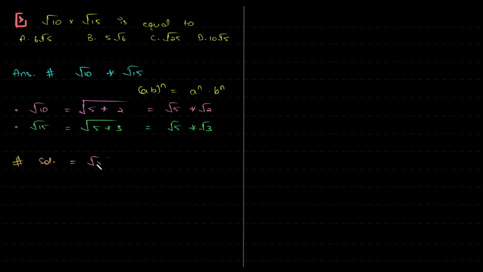So root 10 is root of 5 into root of 2, into, you have your root of 15 as root of 5 into root of 3. And so we have root 5 into root 5 as root of 5 the whole square, into root 2 and root 3, we have root 2 into root 3. Now root and square will get cancelled. So what is this? 5. How is it that root and square got cancelled?